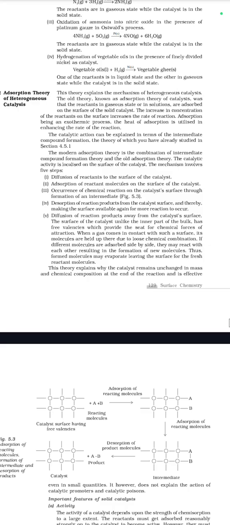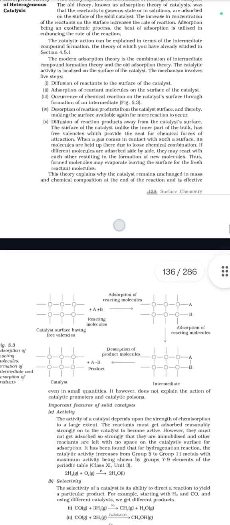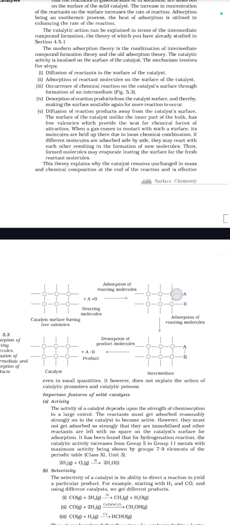The catalytic action can be explained in terms of intermediate compound formation, the theory which we have already studied in section 4.5.1. The modern adsorption theory is the combination of intermediate compound formation and the old adsorption theory. The catalytic activity is localized on the surface of the catalyst. The mechanism involves five steps.